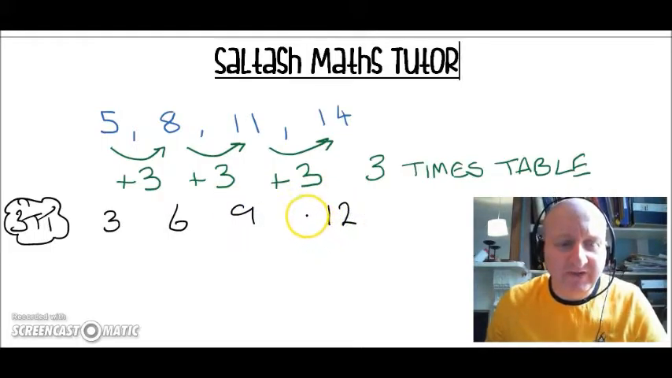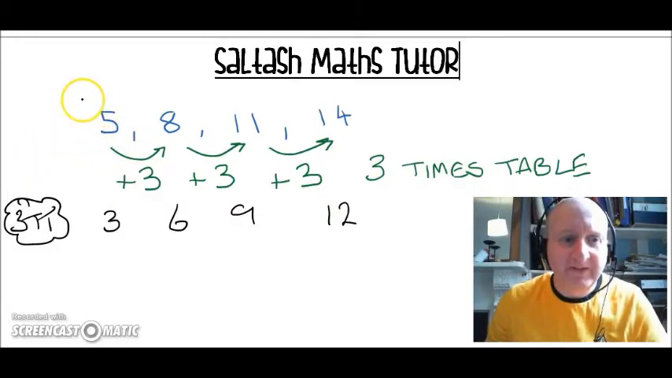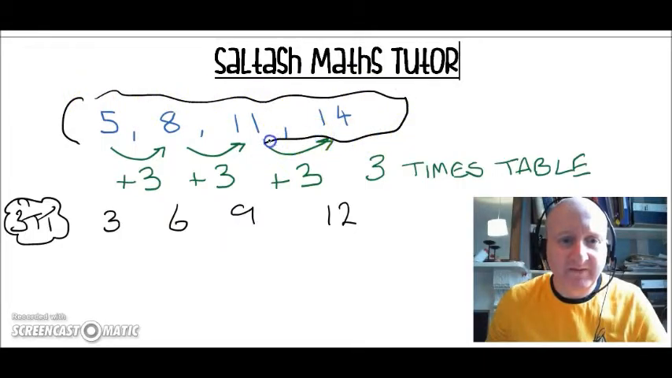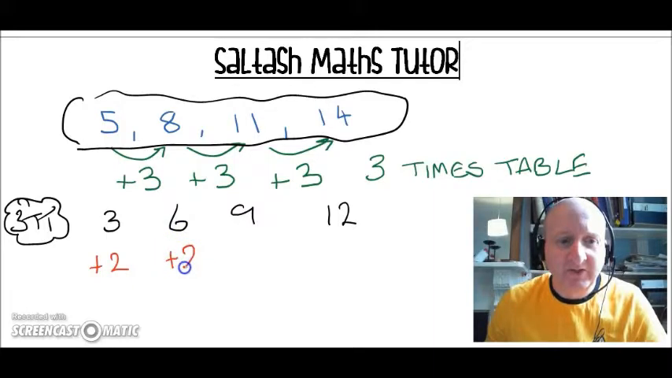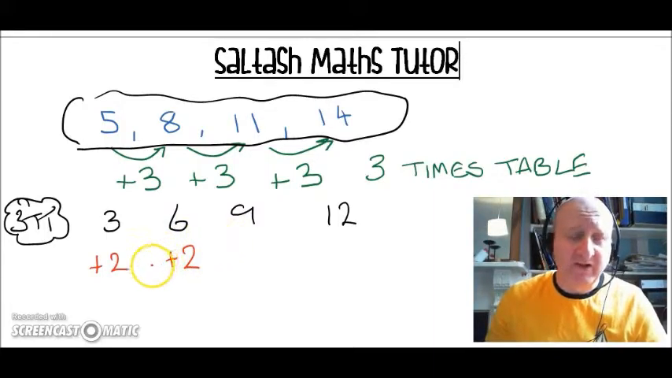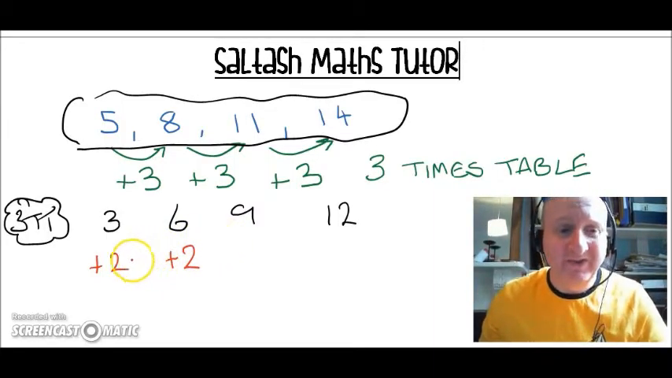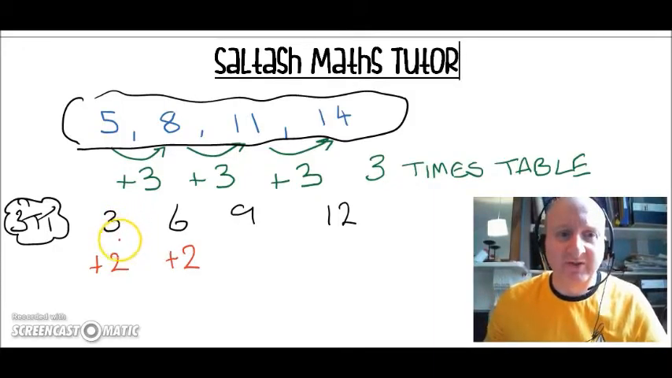So what have I had to do to the 3 times table to make it into these numbers? What did I have to do to the first 3? I had to add 2. And what did I have to do to these numbers here? I had to add 2 as well. So all I have is the idea that I'm going to add 2 to the 3 times table, and I should have the answer.